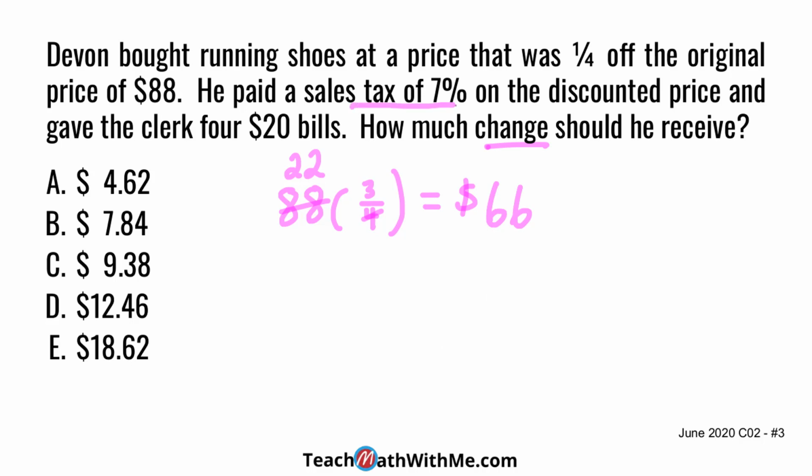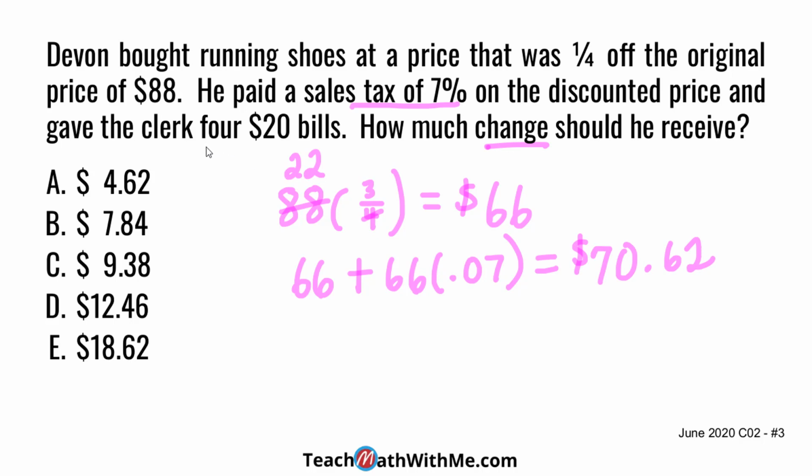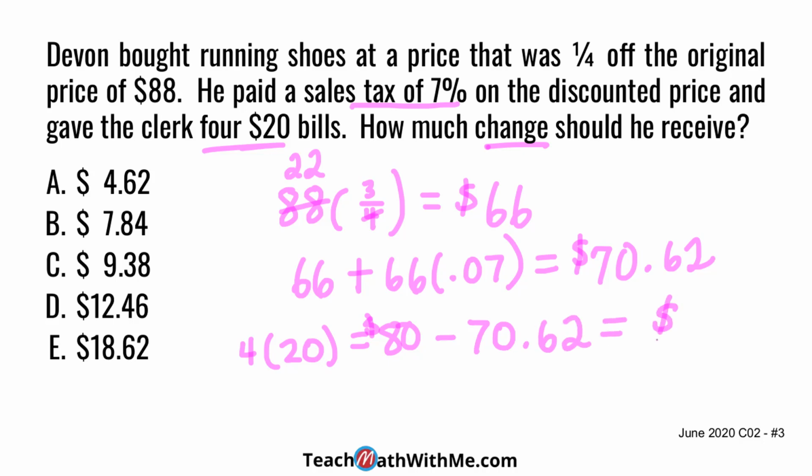Now he's got to add on the sales tax, so we're going to pay $66 plus 66 times 0.07. That's going to give us a bill total of $70.62. Okay, he gave the clerk 4 $20 bills, so he gave $80. From this 80, we're going to subtract the 70.62. You get $9.38 as how much he should get back, and that is answer choice C.